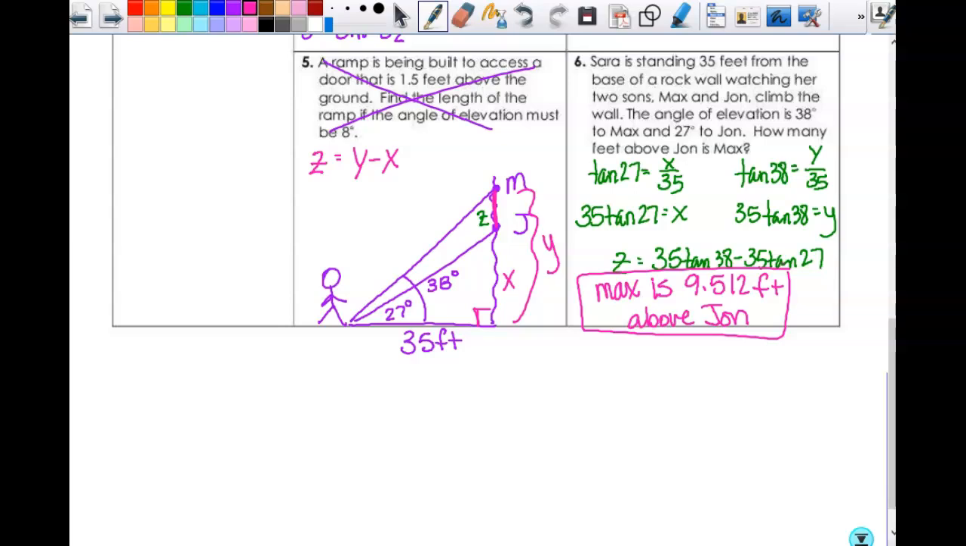You also could have stored things in X and stored it in Y and then just done Y minus X on your calculator, but it just wasn't really necessary to do all that. Okay. What questions do we have? Anything?